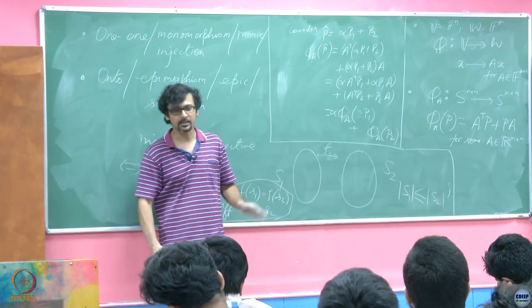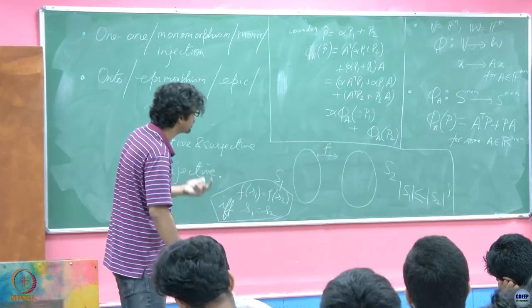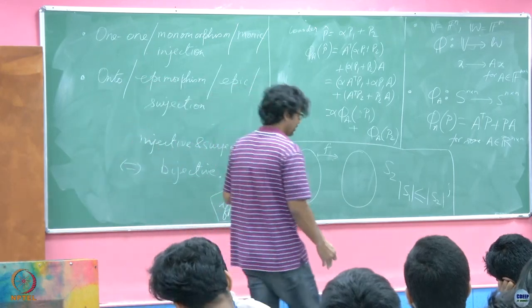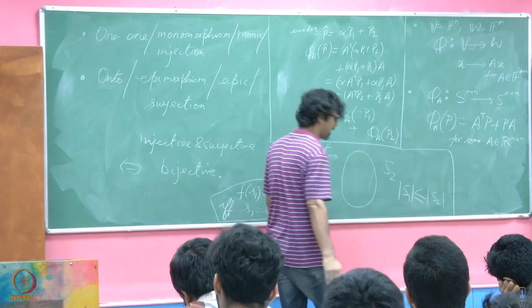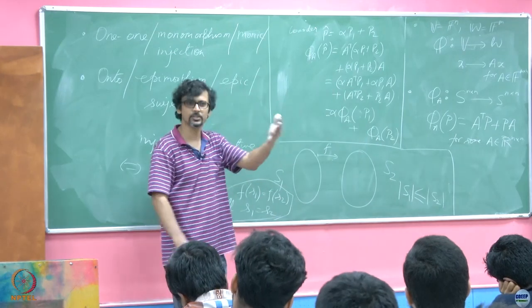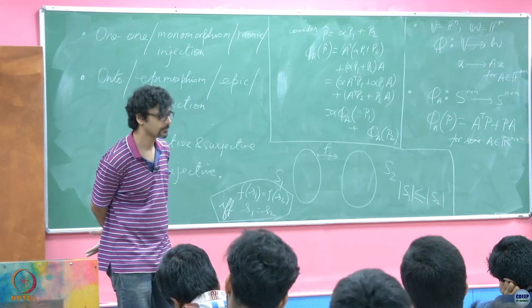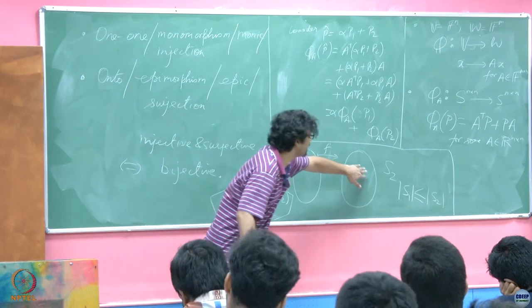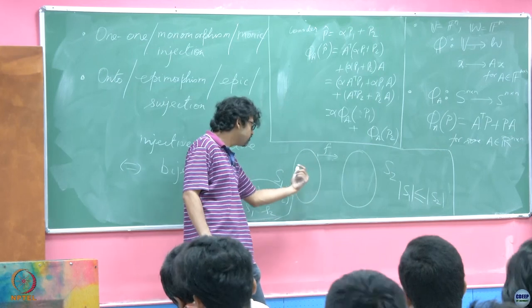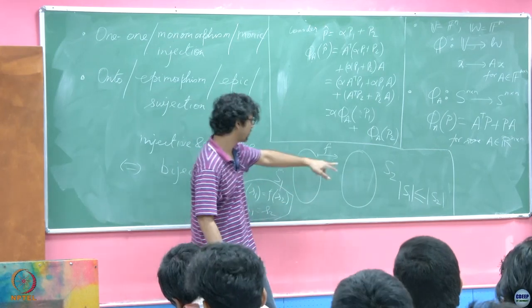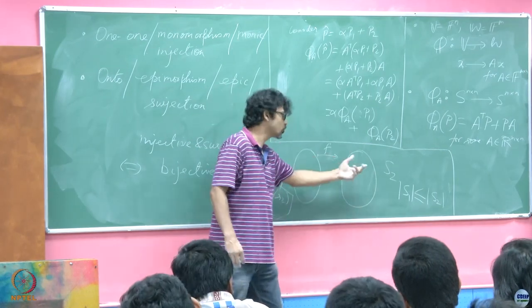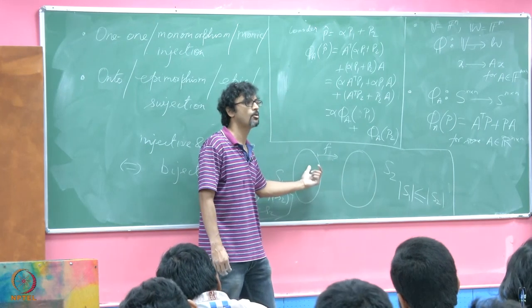And in that same manner, this surjection turns out to be a dual of that notion. What does it say? Surjection says, on the other hand, so what is the definition of surjection, an onto mapping? All the elements in S2 must be mapped. So every element in S2 must have a pre-image in S1. That means for every element that I pick up here, I should be able to find out some object here.